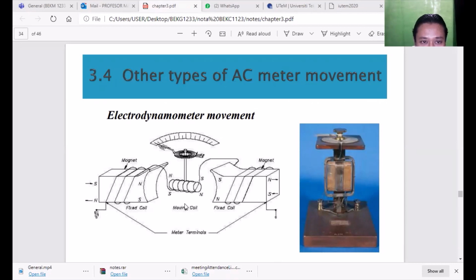Okay, on this electrodynamometer, we have the moving coil. So the moving coil will be attached to the pointer. The moving coil depends on the source, on the supply that we measure.